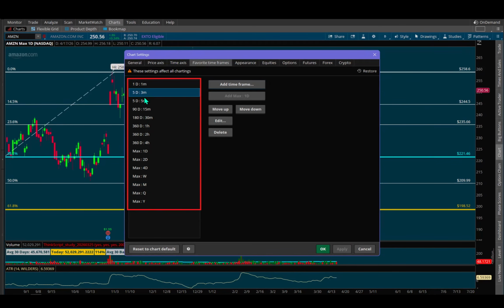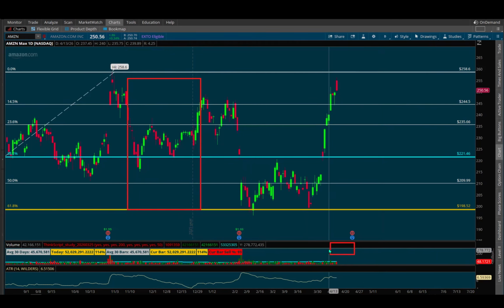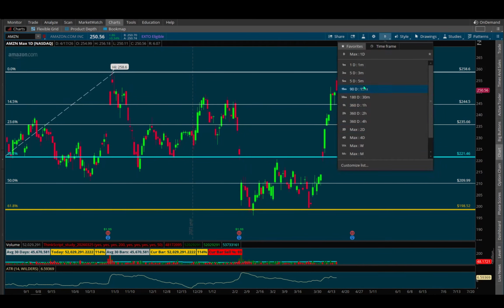Okay, so we have 1 minute, 3 minute, 5 minute, 15, 30, hour, 2 hour, 4 hour, daily, 2 day, 4 day, weekly, monthly, quarterly, yearly. Very simple. That's so we have it in order from the most zoomed in all the way to the most zoomed out. Once you're done, click apply at the bottom of your screen here and then hit OK. Now at this point, your viewing window right here should look like this.